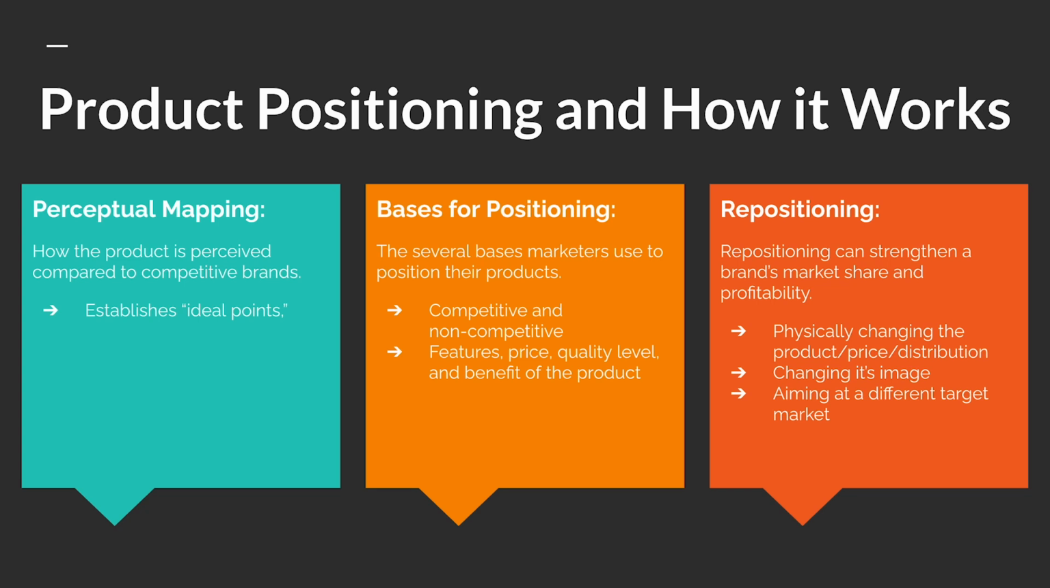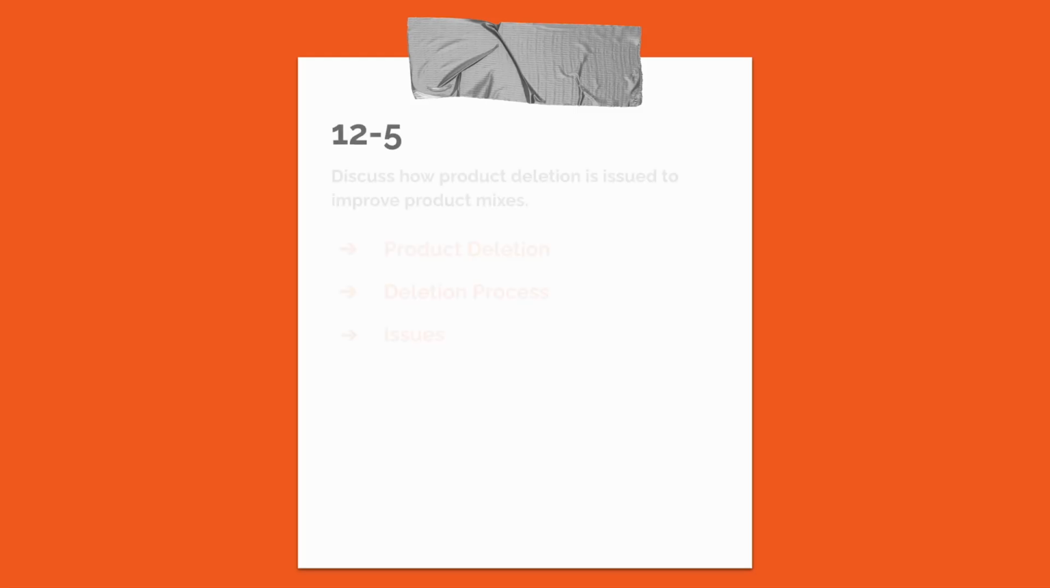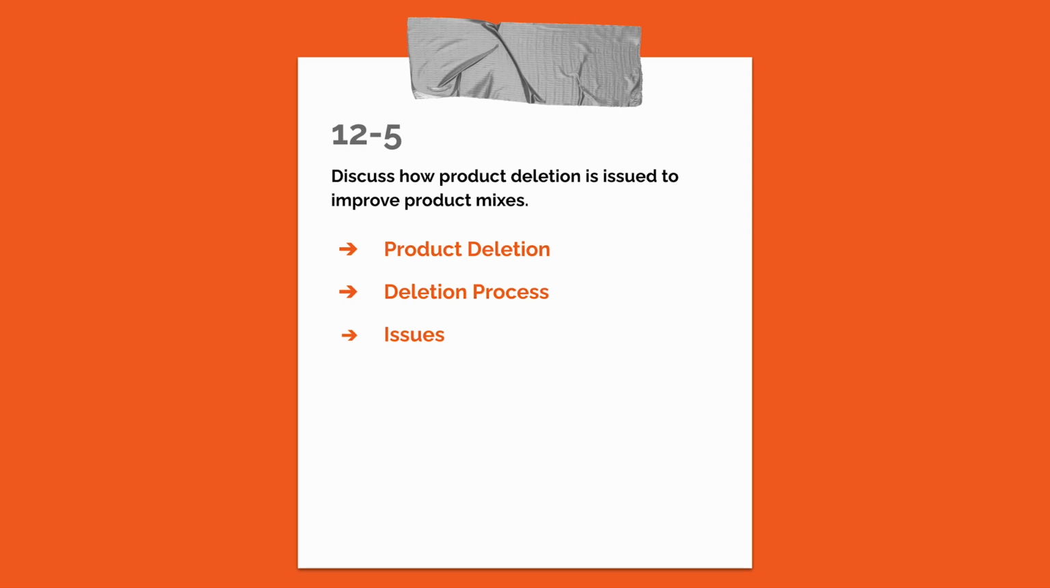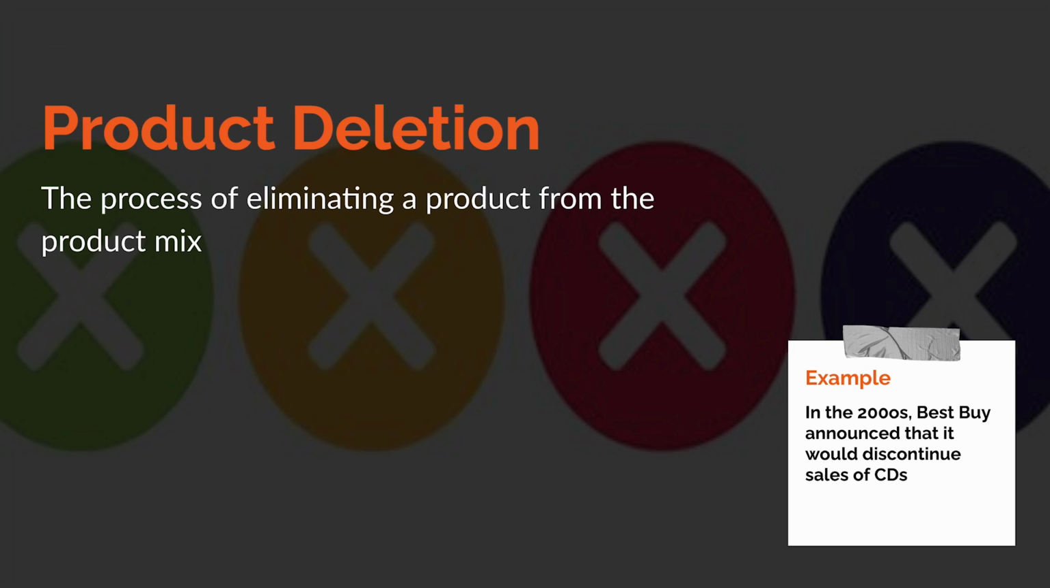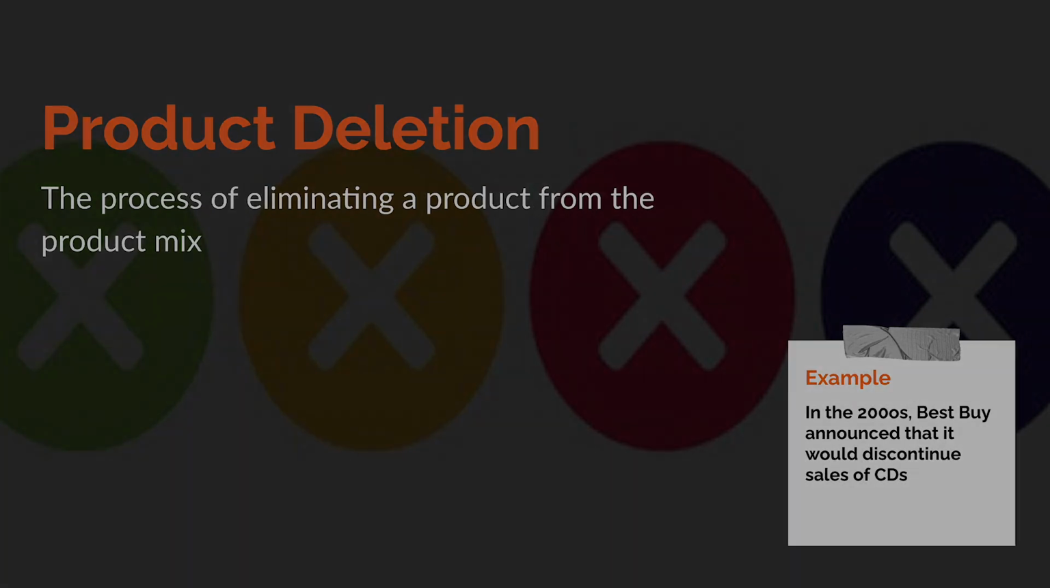Last but not least is repositioning, which is adjusting the product, price, distribution, or brand image to improve market share. By understanding customer needs and applying these strategies, brands can enhance their market position and profitability. For Section 12-5, we will discuss how product deletion is used to improve product mixes as well as issues with the product deletion process. Product deletion is the process of eliminating a product from the product mix. For example, in the 2000s, Best Buy decided to discontinue the sale of CDs due to declining sales.